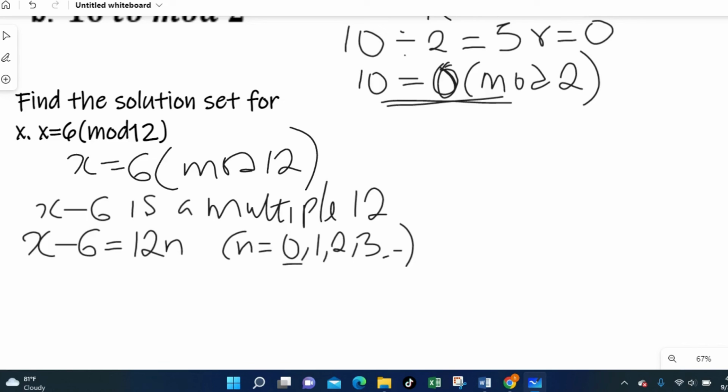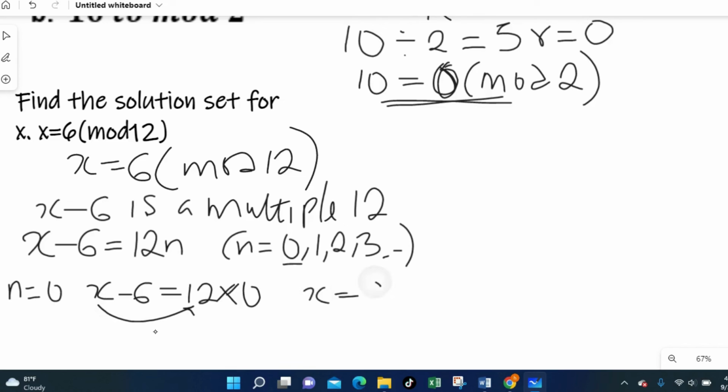Now, let's look at the first one. Let's assume that our n is equal to 0. Then our x minus 6 will be equal to 12 times 0, which will give us 0. So our x will be equal to 6, since minus 6 crosses over to give us 6. So the value for n equal to 0 is 6.